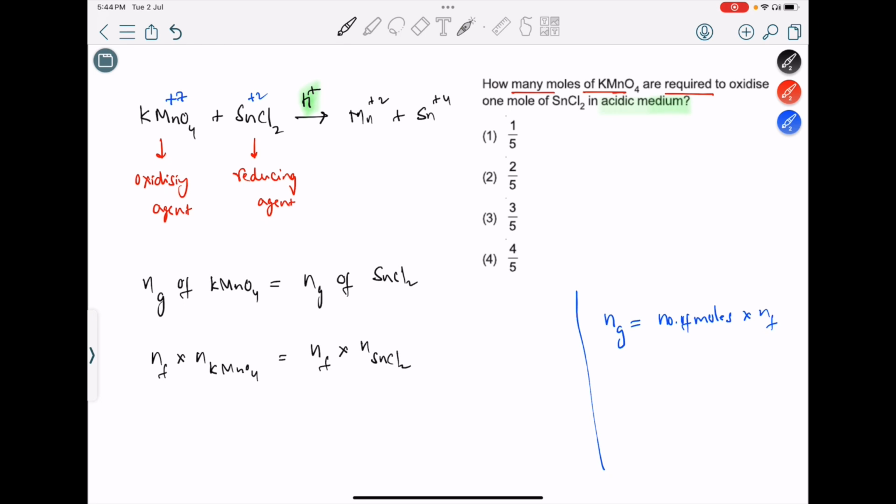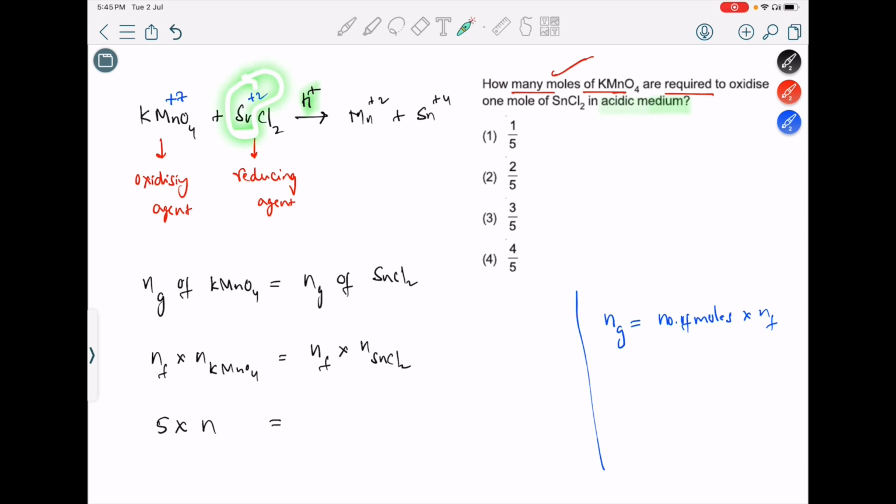Now the question we have to ask is, how do you find the n factor for each reactant? So in redox reactions, n factor is nothing but the number of electrons involved in that chemical reaction, isn't it? So if you look here, manganese is changing from plus 7 to plus 2. That means how many electrons are involved from plus 7 to plus 2? 5. So n factor will be 5. And we are asked to find the number of moles of KMnO4, so let it be n.